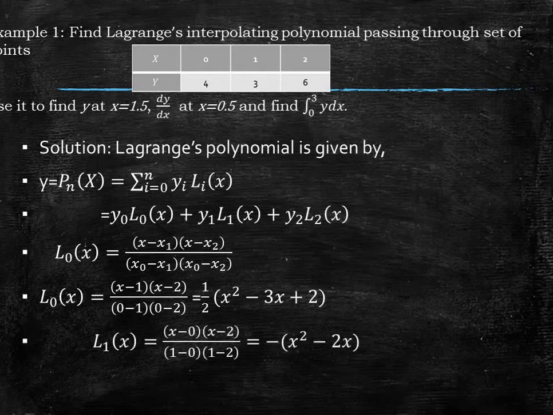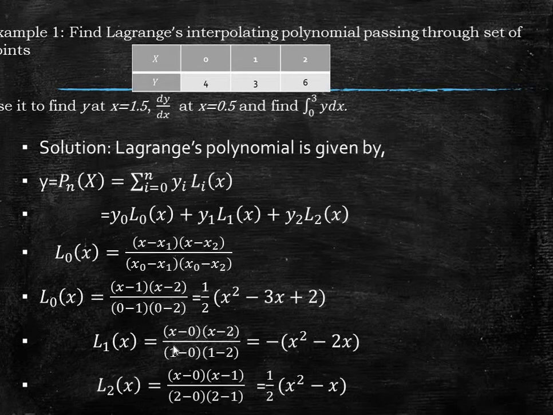Now next we have to find L1 of x. So L1 of x is (x minus x naught)(x minus x2) upon (1 minus 0)(1 minus 2). So that is x into x minus 2, that is x square minus 2x, and that 1 minus 0 is 1, 1 into 1 minus 2, 1 minus 2 is minus 1, so that is minus (x square minus 2x). So that is L1 of x.